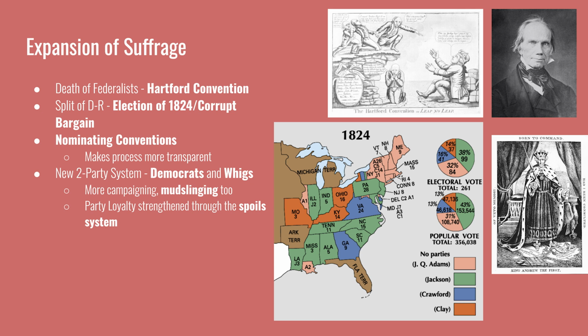Very shortly after Jackson's victory, she died, and he blamed her death on the mudslinging of the campaign, holding Adams and Clay personally responsible. Another element of this new party system is the strengthening of party loyalty. It is fostered through the spoils system that rewards party supporters with positions in government.